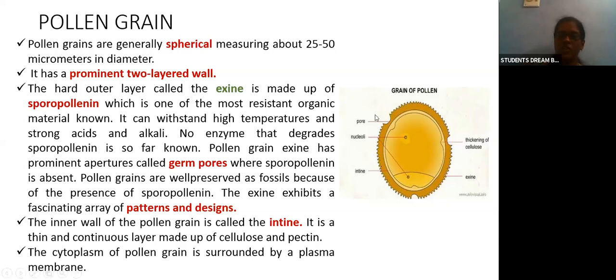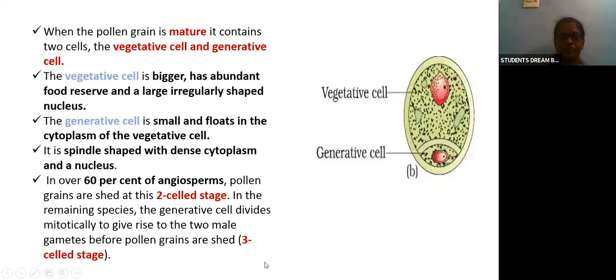There are some structures in the exine where the sporopollenin will not be there. That is known as germ pores. Then likewise the exine will be of various patterns and designs. Then the inner wall is called the intine. The intine is a thin continuous layer made up of cellulose and pectin. And then we have the cytoplasm of the pollen grain, which is surrounded by the plasma membrane.